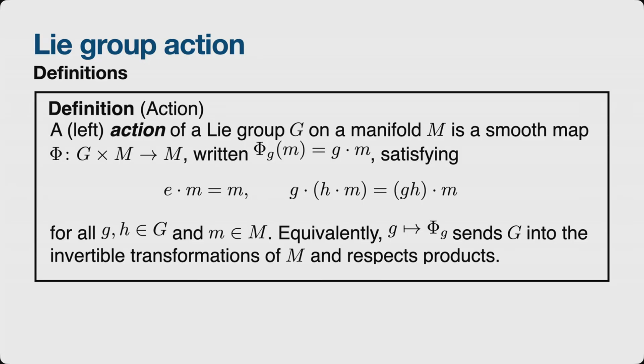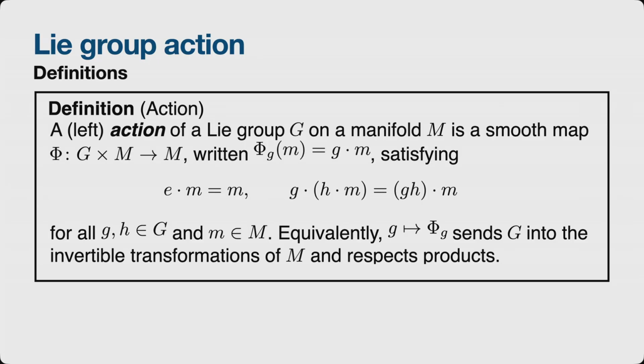Specifically, a left action of a Lie group G that acts on a separate manifold M is a smooth map that takes an element of G, an element of M, and returns another element of M. And it has to satisfy two properties. If you grab the identity element of the Lie group, it doesn't do anything to the element in the manifold. And if you have two elements in the Lie group acting on the manifold, you can first put together those two elements and then act on the manifold. So all this is saying is that it's really sending elements of the group into invertible transformations on M, and they also respect the product.